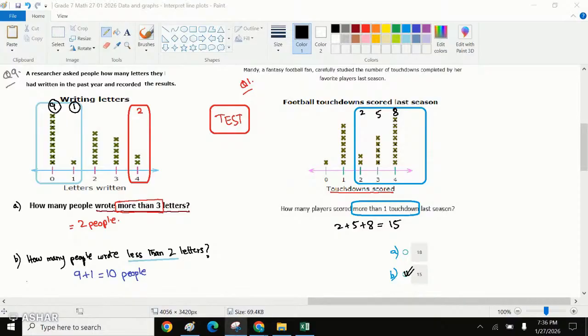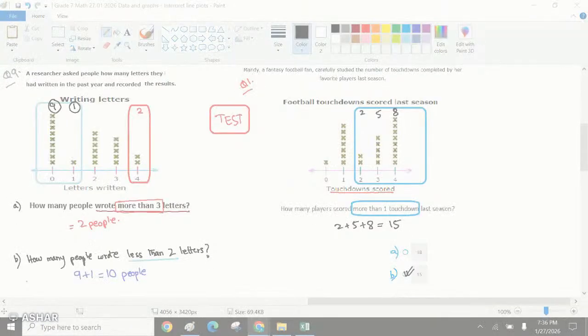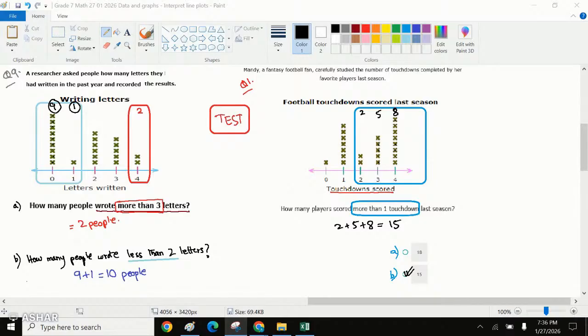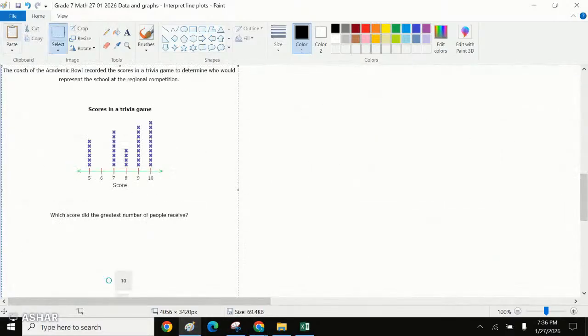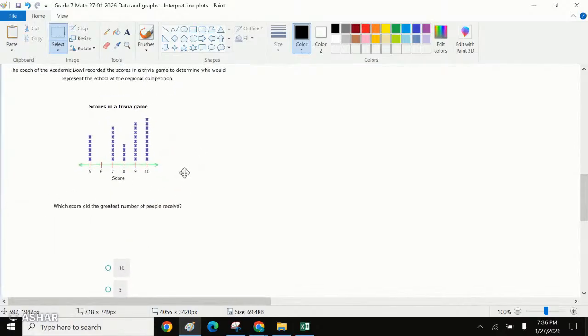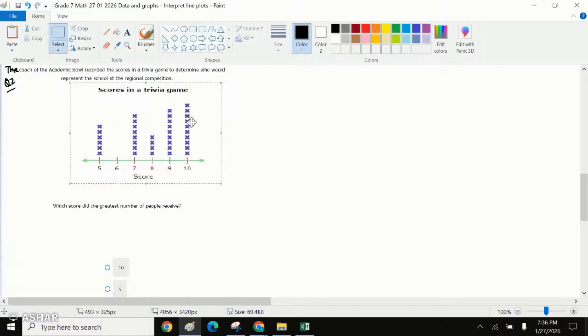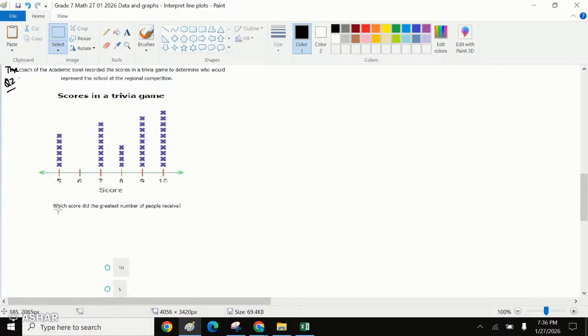So the next question we have is, it says, the coach of the academic bowl recorded. Just a moment. Let me copy this. Okay, question number 2 from the test states that this is the given information. Okay, this is question number 2. Let me just resize so that the scores and information is more visible to you. And these are the two given options.